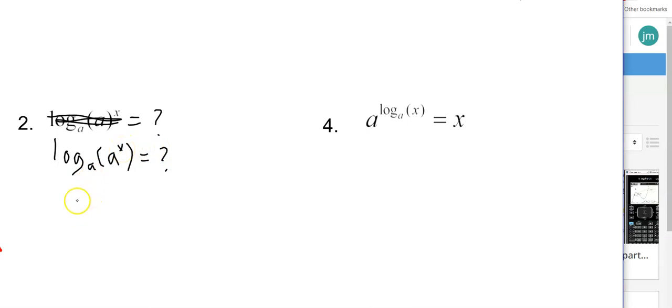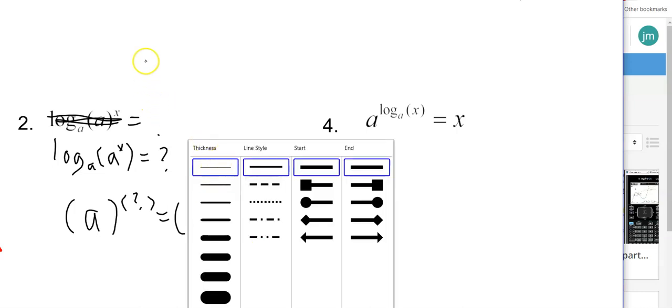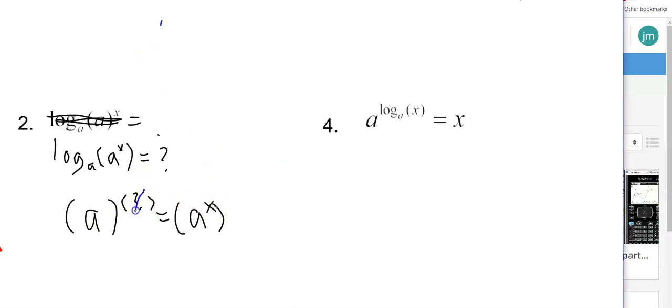Okay, so this is going to be a number to some power equals some other number. The base is a. The exponent's on the other side, so that's the question mark. A to the what power equals a to the x? We're going to figure out what goes in there for the question mark. A to what power equals a to the x? This has to be x, right? So this is actually equal to x. Maybe I should have put x there, but we didn't know. So that's the property: log base a of a to the x equals x.